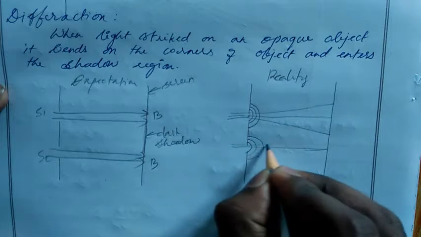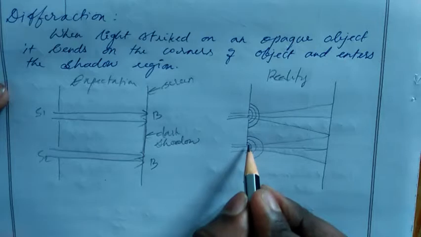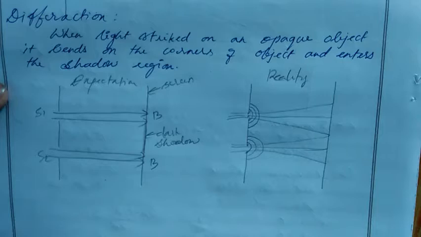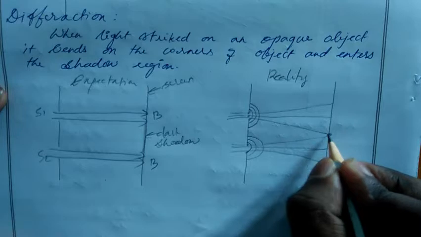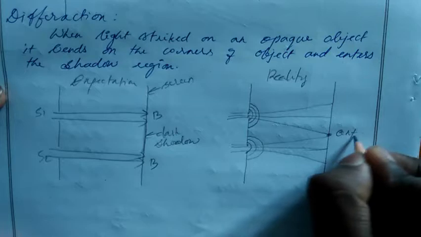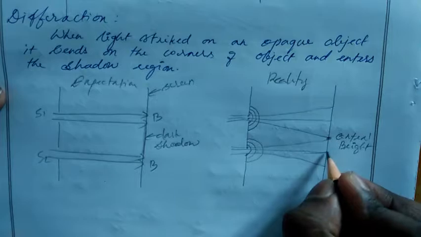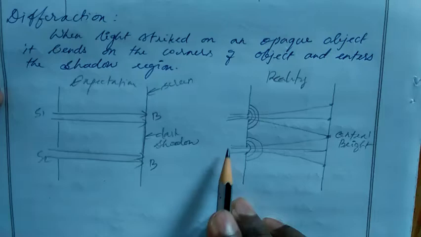So light will bend at the corners of the edge. In this corner, the light wave will bend, and this process is known as diffraction. Here we have a dark shadow region, but light enters that shadow region. When two waves meet, we have constructive interference and a bright spot, the central bright. Here also we have bright, and in between the dark shadow region, but light also enters the shadow region.